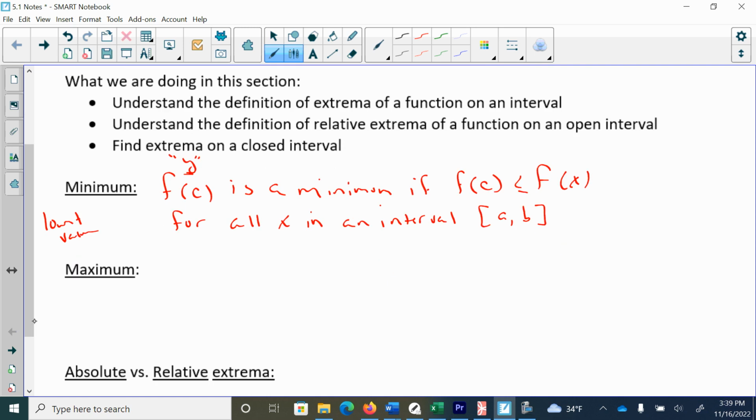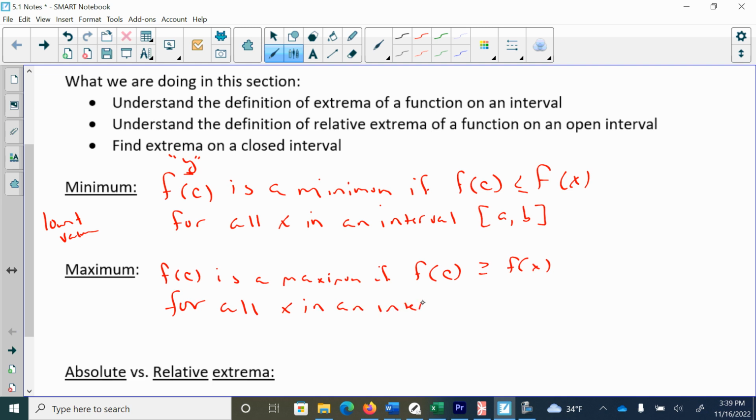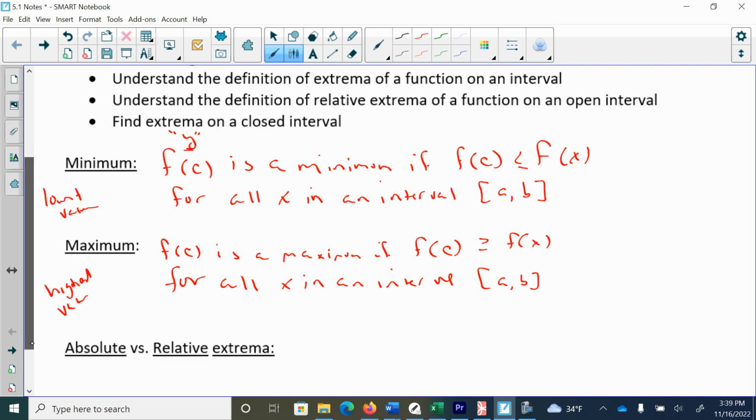The maximum, so I'm going to say f of c is the maximum if f of c is greater than or equal to f of x for all x in an interval. And we're going to make this a closed interval again from A to B. Remember, this is going to be the highest value that I see. And again, remember, it's the y value that is the max.